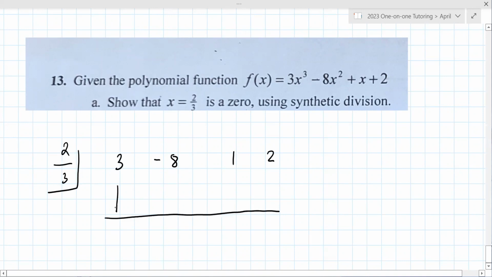So you just use your typical synthetic division. Bring down the 3, multiply by what's in the box, the 2/3, that's 2. Add vertically, multiply again, add vertically, multiply again, and you should get a 0.